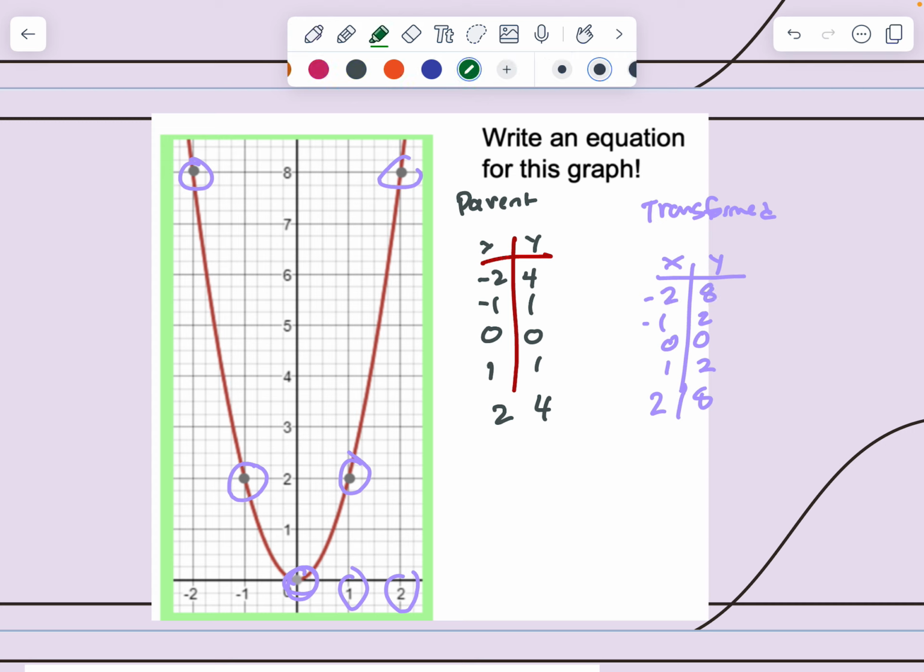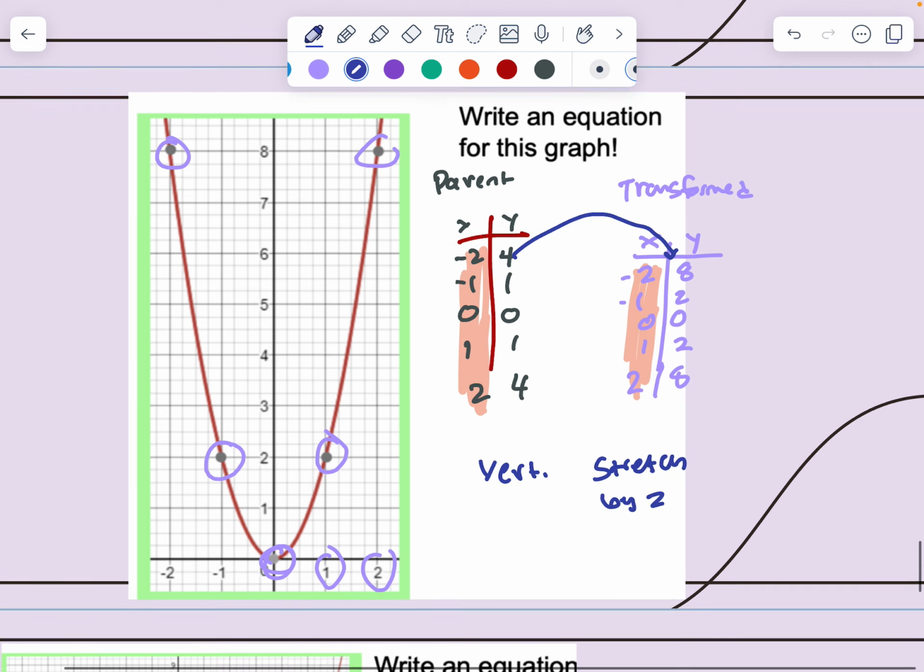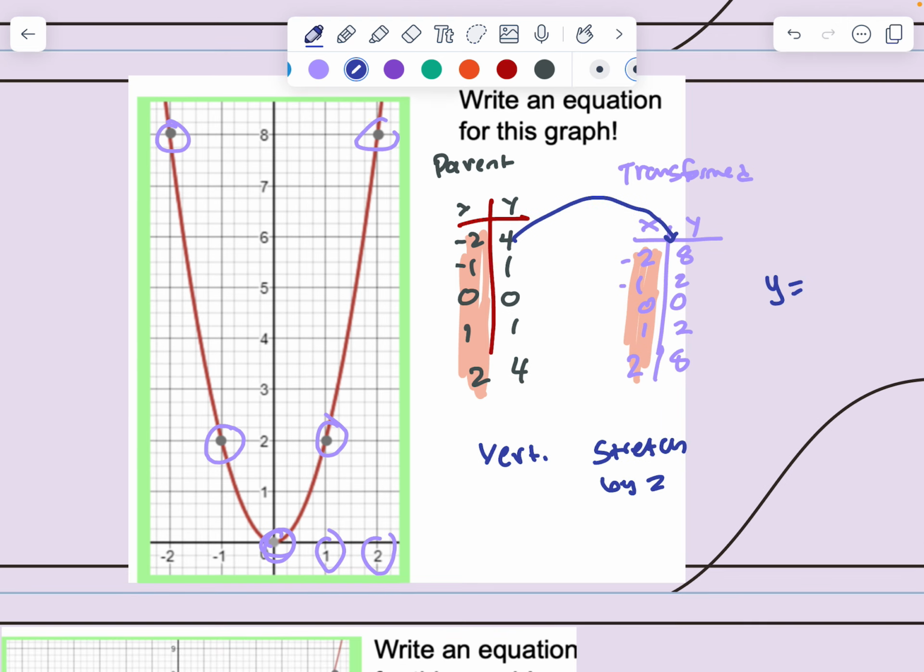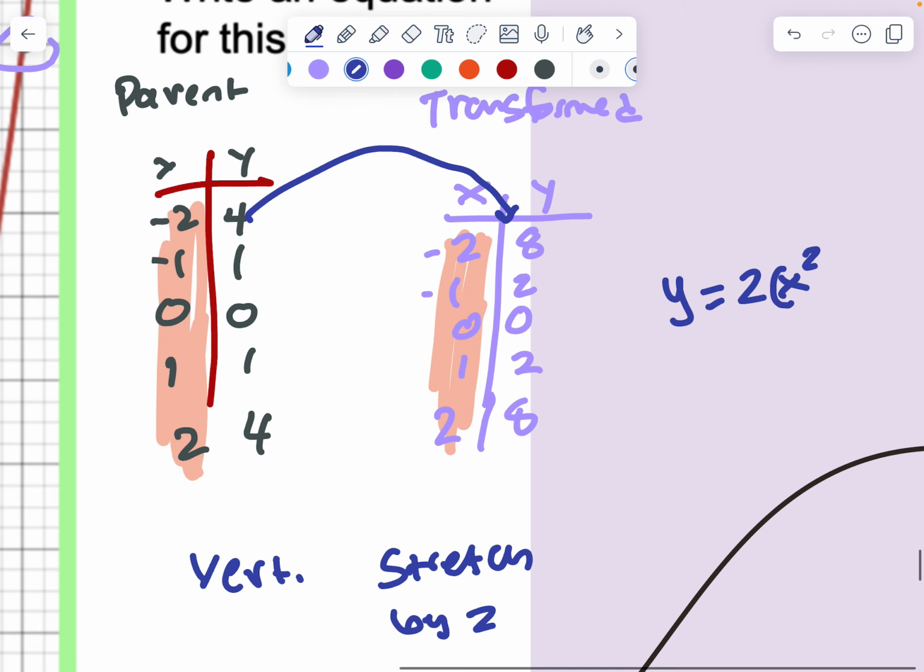I'm noticing that all of my x values here are the exact same, and my y values have been bumped up by a factor of 2. So I'm seeing a vertical stretch by 2, and writing that out would look like that. If you want to be real fancy, did this earlier in the video, you can do that, put parentheses around the x.